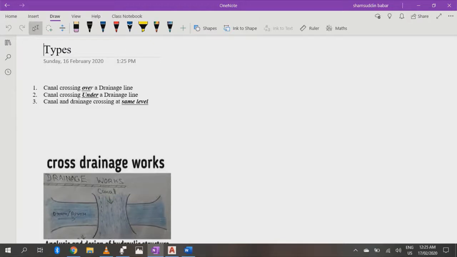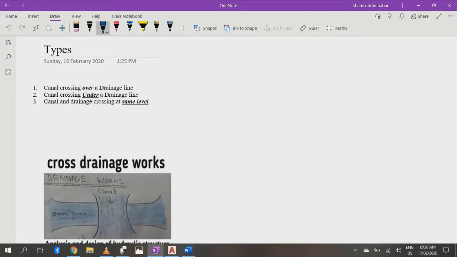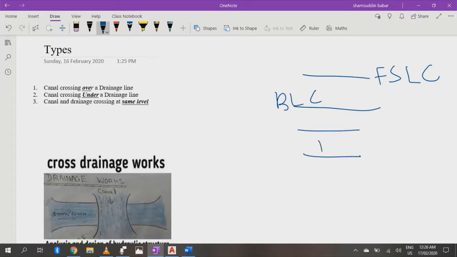Now there are 3 types of cross drainage structure. Either the canal is over the drainage line, and for example this is, I am showing the bed level of canal, and this is the full supply level of canal. Now for example the drainage level is here. So in this case the bed level of canal and full supply level are above the drainage line. So in this case the canal is crossing over the drainage line.